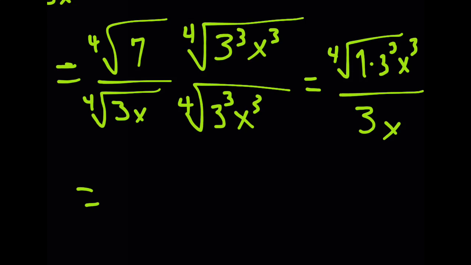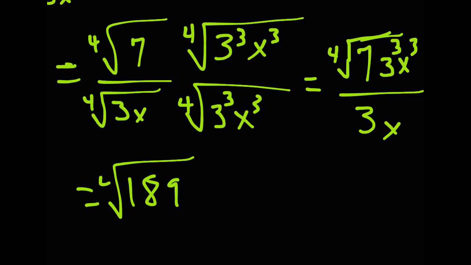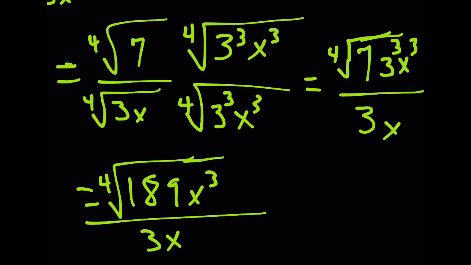On a multiple choice test, they're probably going to want you to multiply that out. That doesn't really look like a 7. So 7, 3 to the 3rd, x to the 3rd. They're probably going to want, so that'd be 27 times 7, which is 189, I think. So we'd have the 4th root of 189 x to the 3rd over 3x. Did you not pull stuff out of 189?